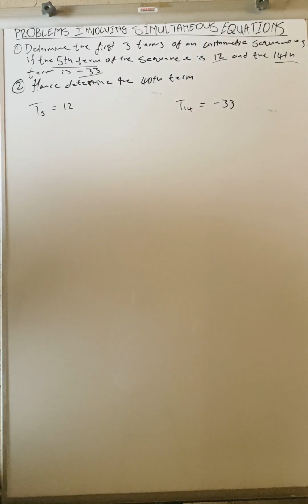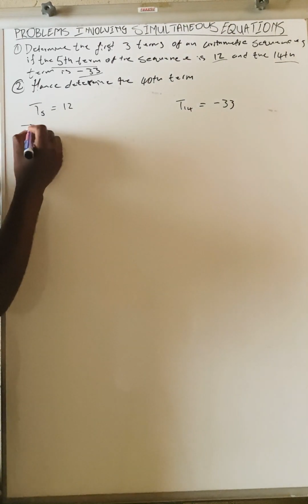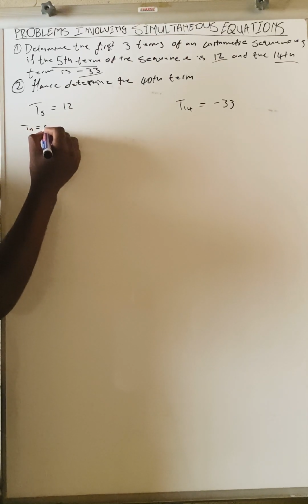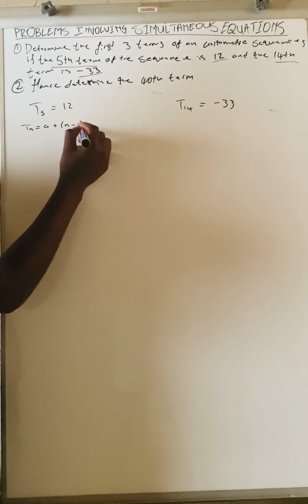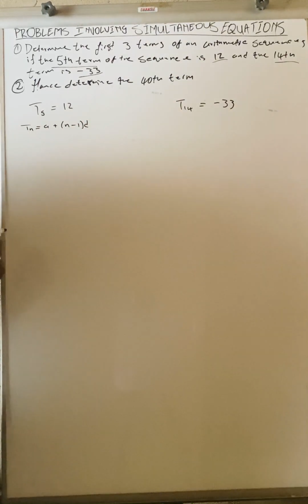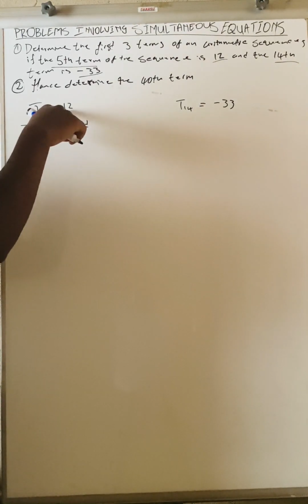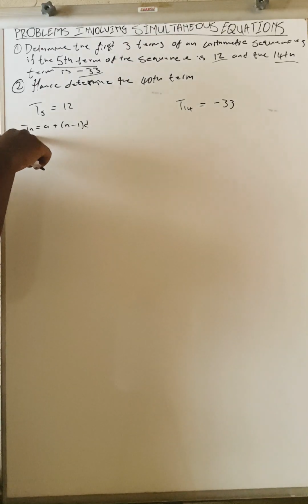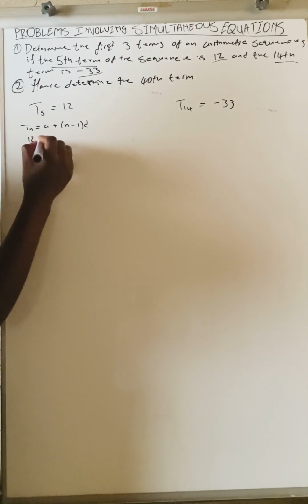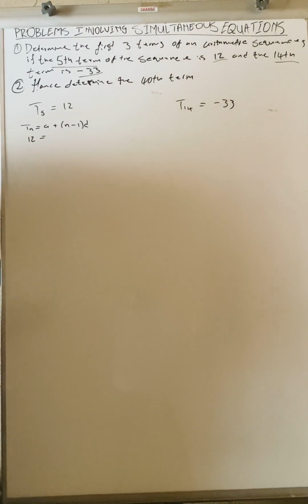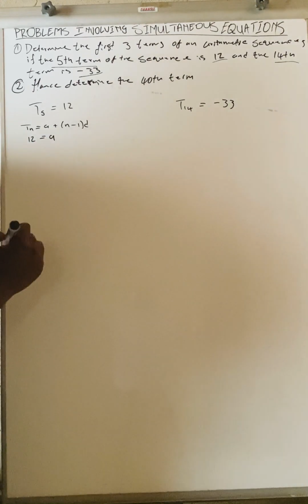Then from here, you have to think. You know the formula of arithmetic sequence: Tn is equal to A plus (n minus 1) d. Then you have T5, which is equal to 12. It means on Tn, you substitute 12. Then you say 12 is equal to A. Do you know A? No, you don't know A, so you write A.